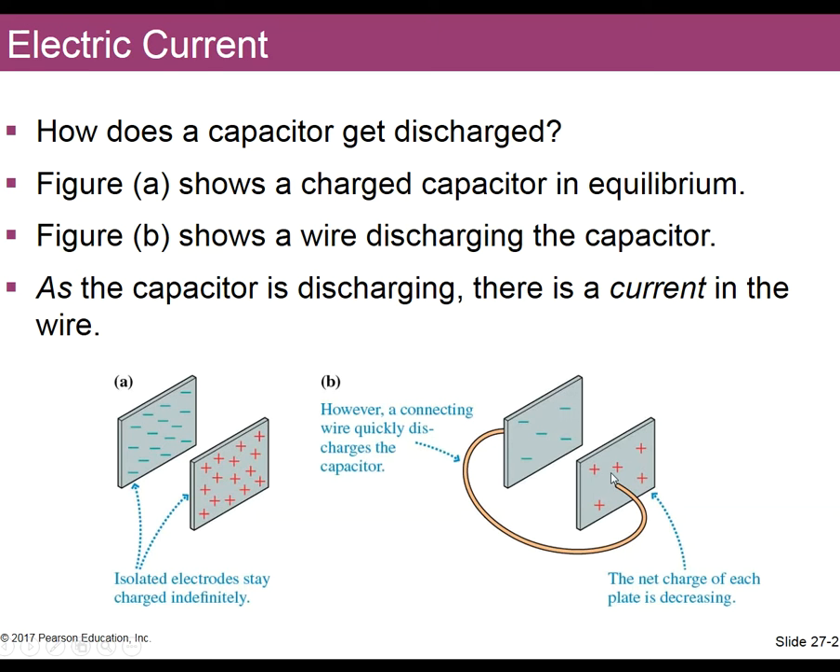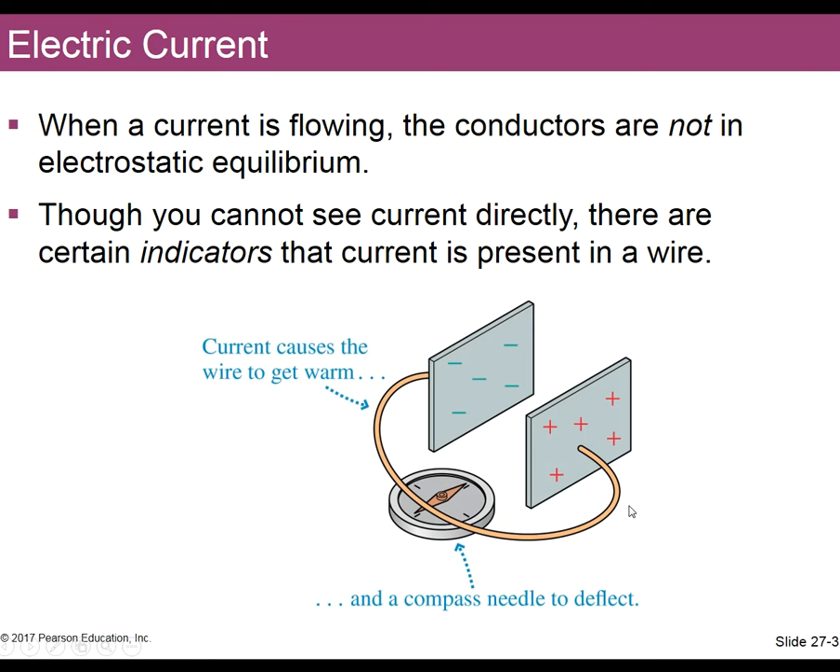Now, if you just hooked up a wire, the charges would quickly equilibrate until you had the capacitor become neutral. In other words, there wouldn't be any buildup of charge on this capacitor. So, in the moment this wire is connected, there's a very quick motion of charges, and this motion of charges we call current.